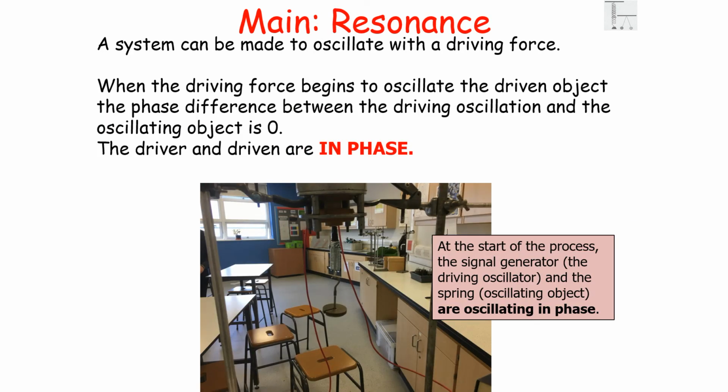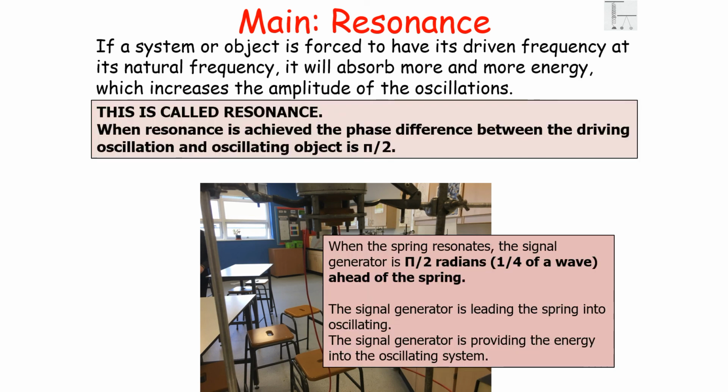So a system can be made to oscillate with the driving force. When the driving force begins to oscillate, the driven object has a phase difference with the object providing the periodic force of 0. So the driver and the driven are what we say are in phase. So at the start of the process, the object which is driving the situation and the object which is being driven are oscillating in phase.